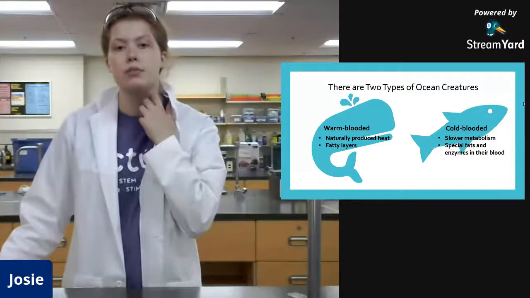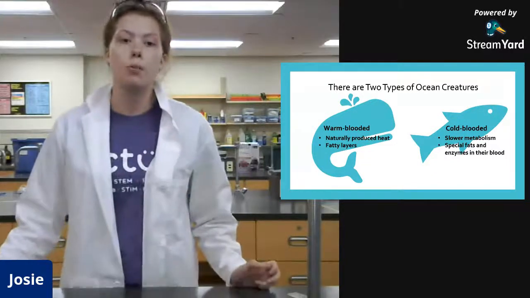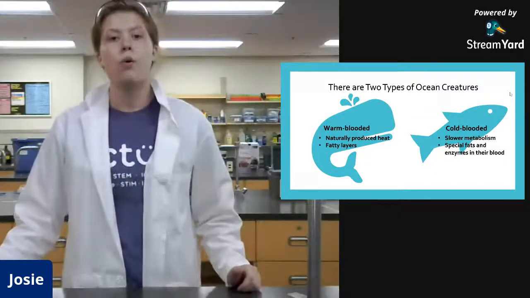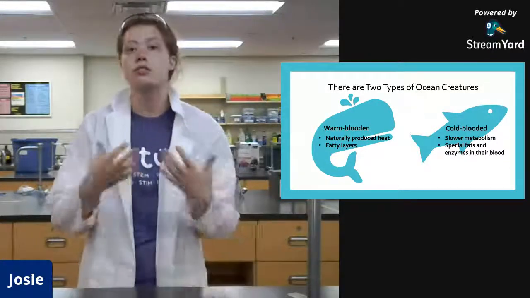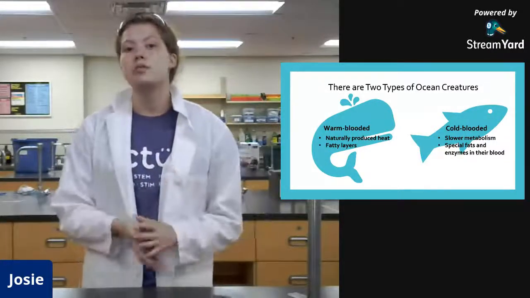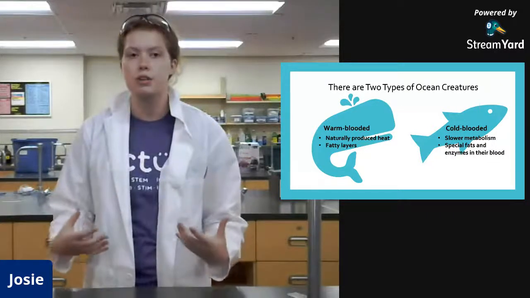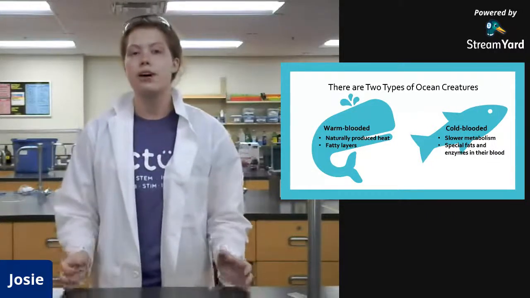So there's two types of ocean creatures I'm going to talk about: warm-blooded and cold-blooded. Warm-blooded creatures include things like whales, seals, cats, dogs. You and me are cold-blooded, and that's because we naturally produce heat from the circulation of our blood. As well, we also have fatty layers.